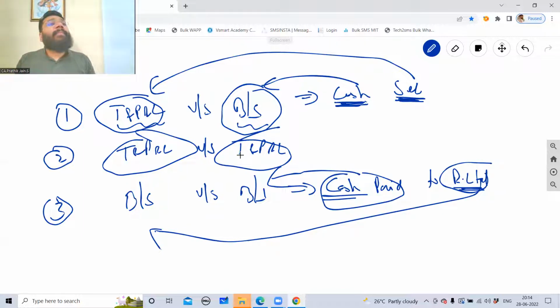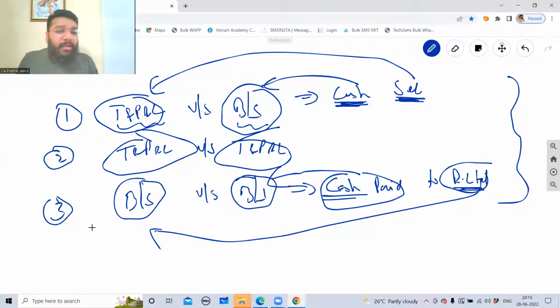Trading and P&L versus trading and P&L will come when I'm transferring one income from one income account to another income account, or shifting an expense from one expense account to another expense account. This you will understand in future. So these are the only three possibilities. When I'm seeing balance sheet versus balance sheet, one will always be an asset and the other will always be a liability. You will never see a liability and liability coming into the picture. It will come, but the cases will be different.